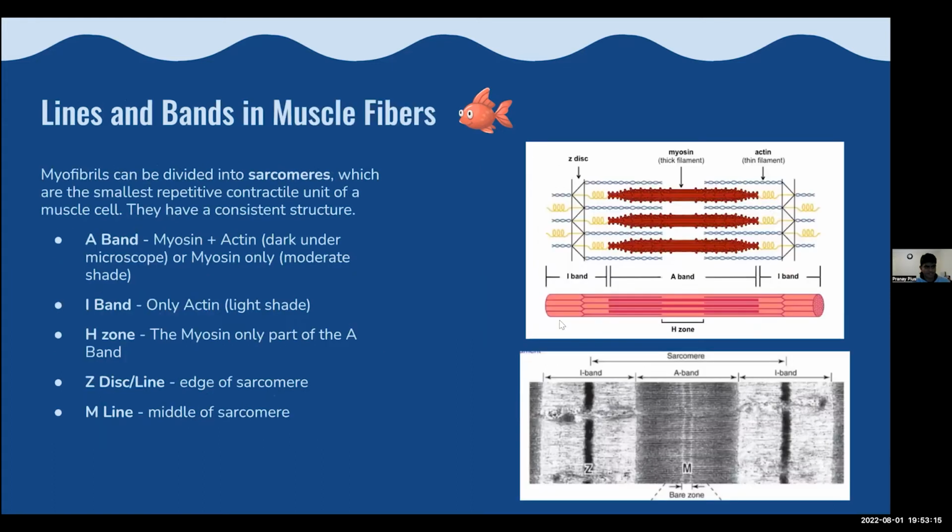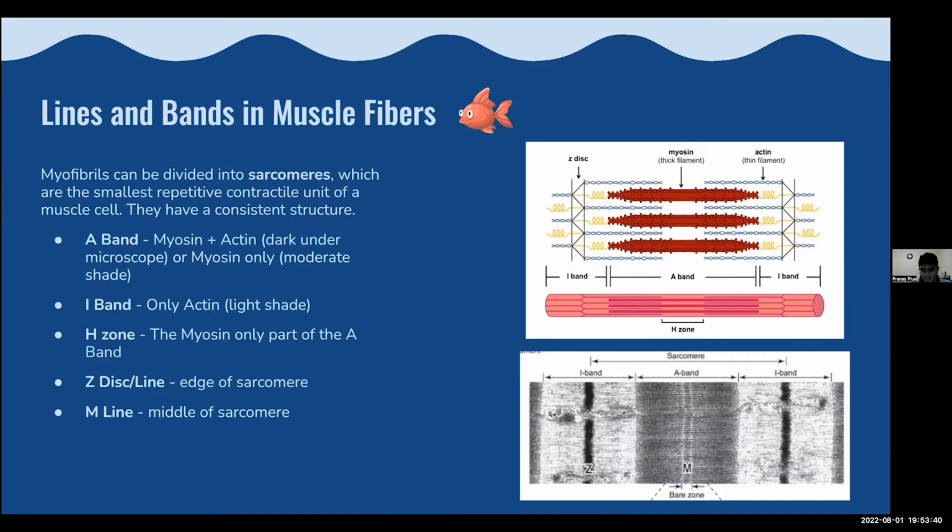But let's continue. So let's look at the very basics of muscle fibers and physiology. So myofibrils are the small components that make up each muscle cell, and can be divided into sarcomeres. This is the first word that's really important, a high yield word, if you will. A sarcomere is basically the smallest repetitive contractile unit.